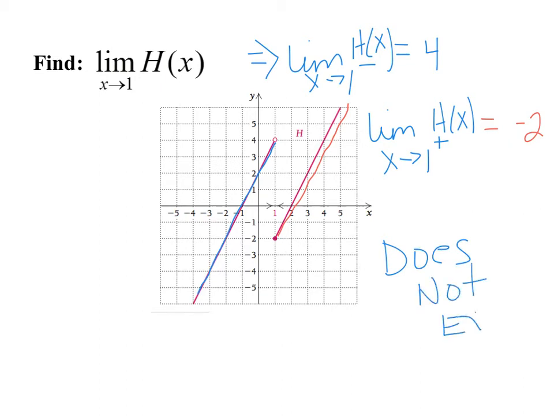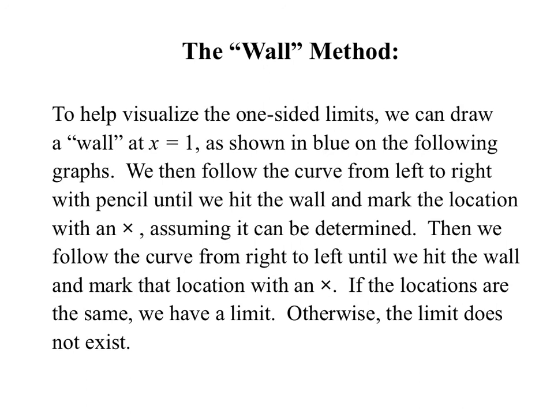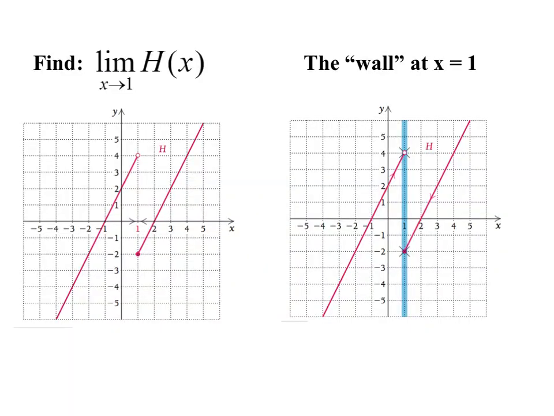And a lot of times instead of writing that out, we will write DNE for does not exist. The limit does not exist. Now sometimes what people refer to is called the wall method, and it's just a visualization to help us better see that the graph is going to 2 different places as we approach 1 point. And we can see that here using that wall. This blue line represents the wall, and these 2 graphs are not hitting the wall in the same spot, so my limit does not exist.